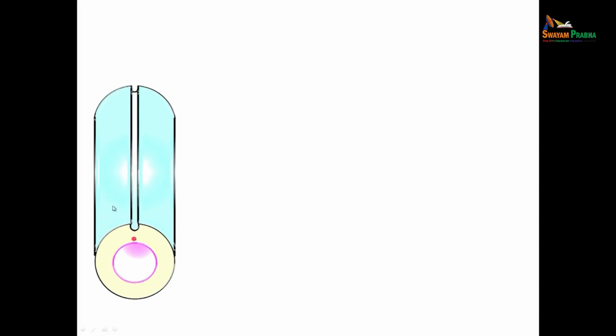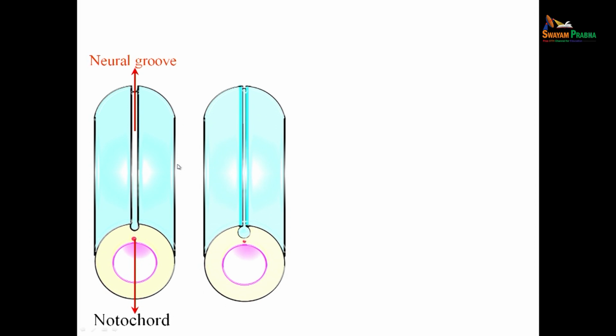So, this is again a schematic representation. Here you have the notochord and here you have the neuroectoderm. In the midline you can see a groove. This is known as the neural groove. So, you have the notochord lying just below it. This notochord will be inducing the formation of the neural plate in the ectoderm, and once the plate is formed in the midline, again a groove is formed, that is known as the neural groove.